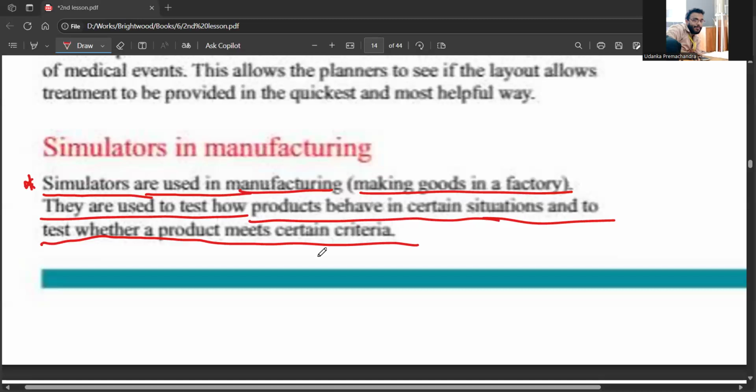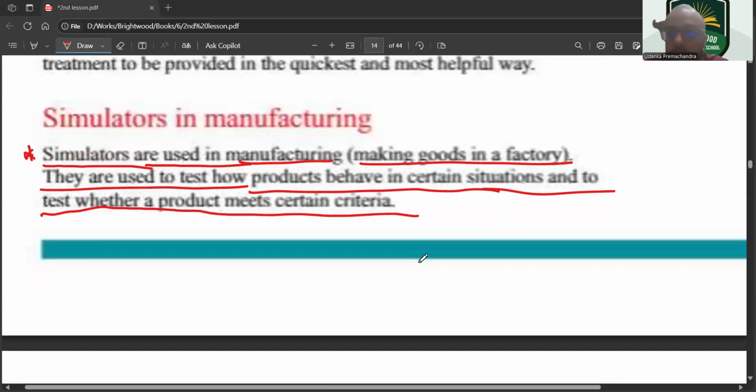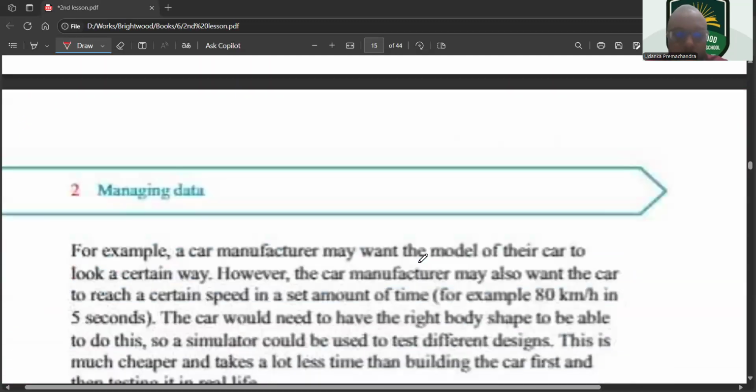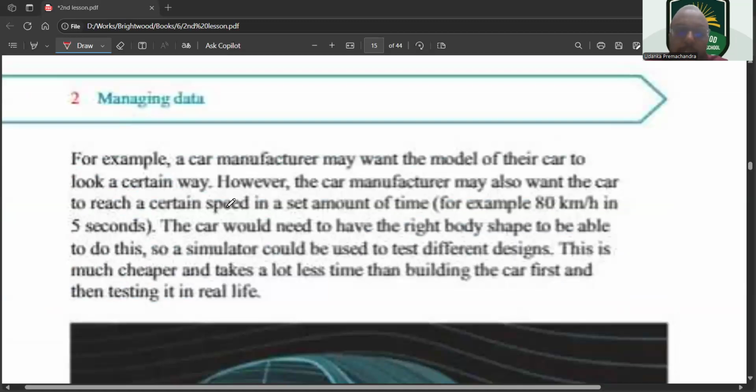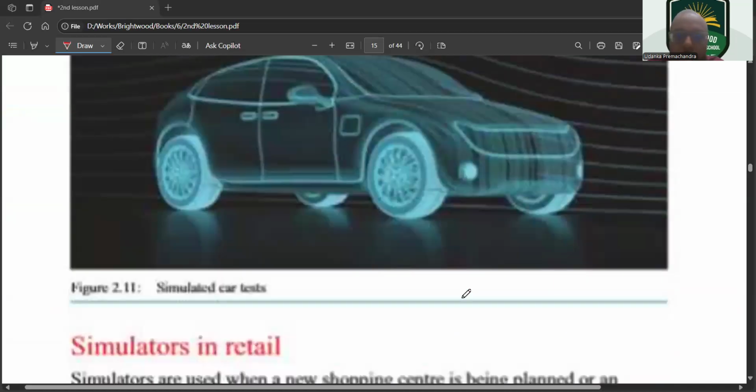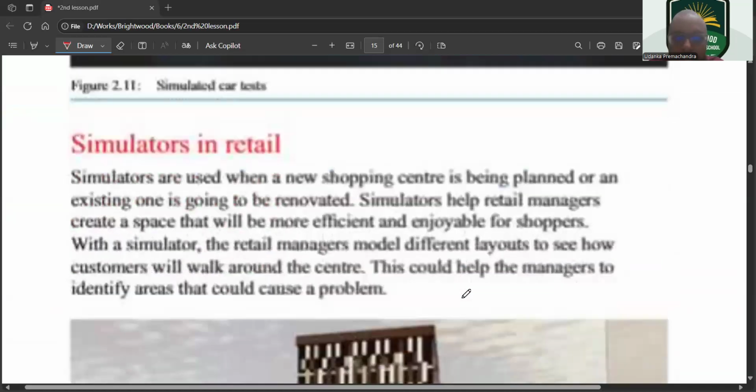So simulators are used in manufacturing, making goods in the factory. They are used to see how products behave in certain situations. For example, a car manufacturer may want a model of a car to look a certain way. However, the car manufacturer may also want the car to reach a certain speed. They use a model for this. It also helps with other things, like that.